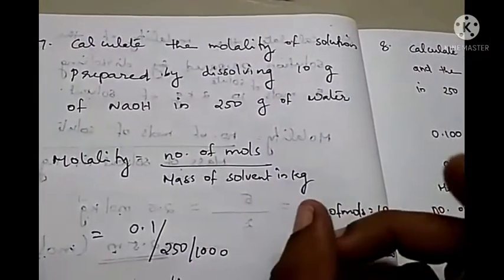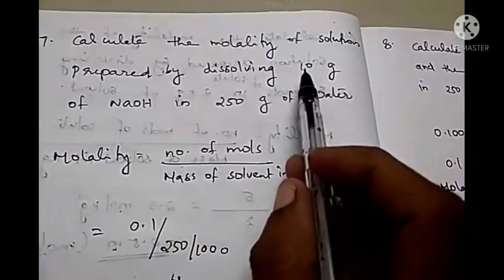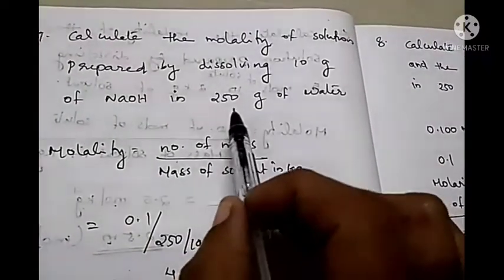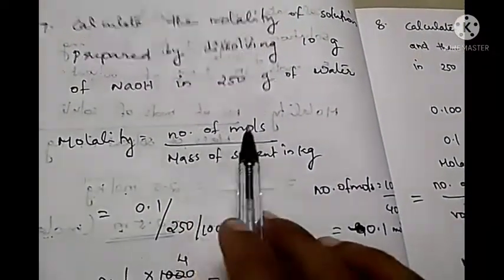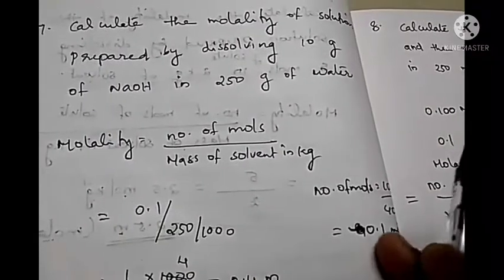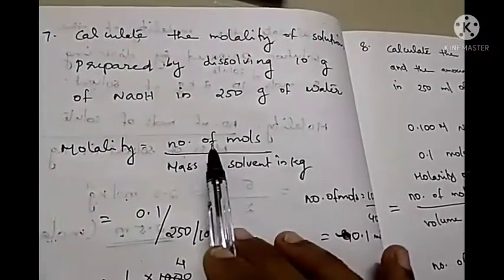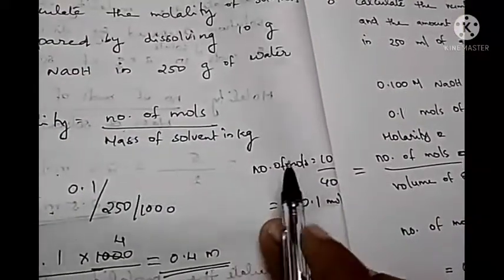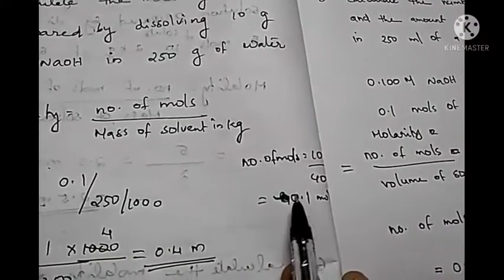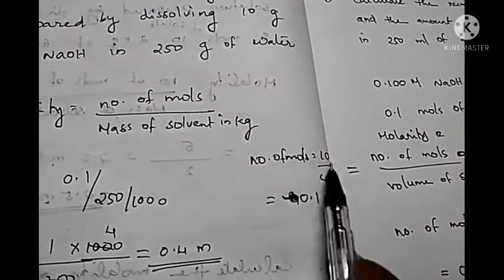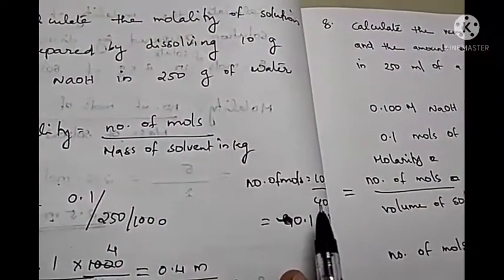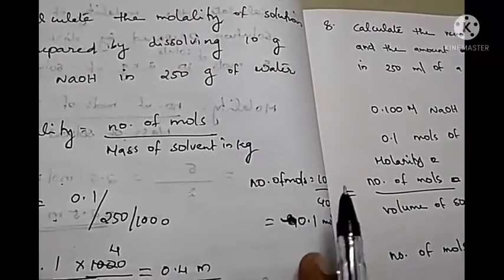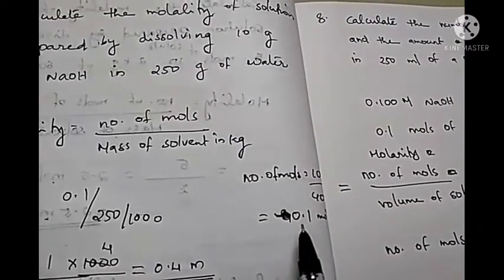Okay, so here we have to find out the number of moles first from this mass. Then we have to change this grams into kilogram. So the equation remains same, that is molality is equal to number of moles divided by mass of solvent in kilogram. And first we are calculating the number of moles, that is number of moles is equal to given mass by molar mass, that is equal to 10 by 40. Given mass is 10 gram and molar mass, that means molecular mass of NaOH, that is equal to 40. So 10 divided by 40, that is equal to 0.1 mole.